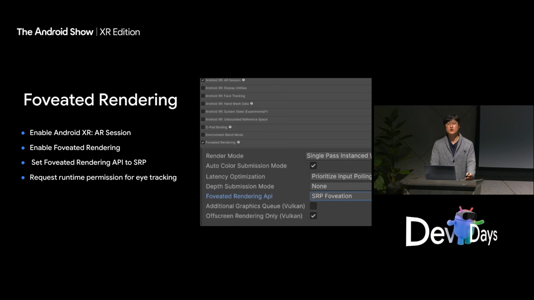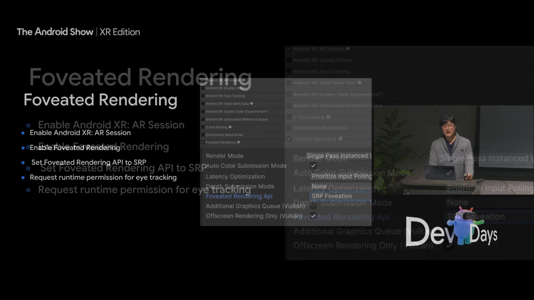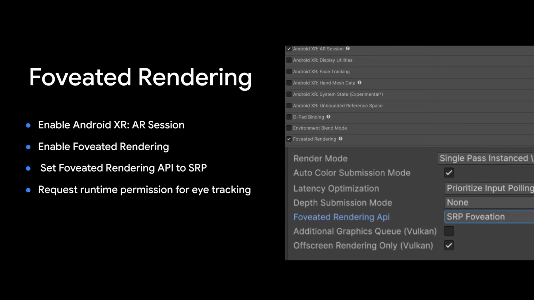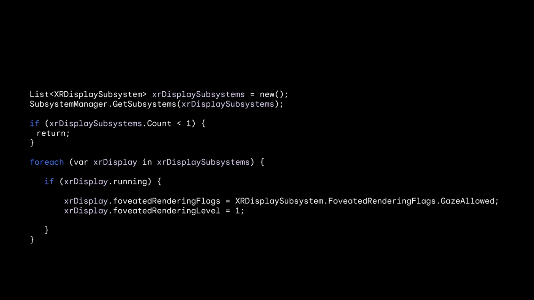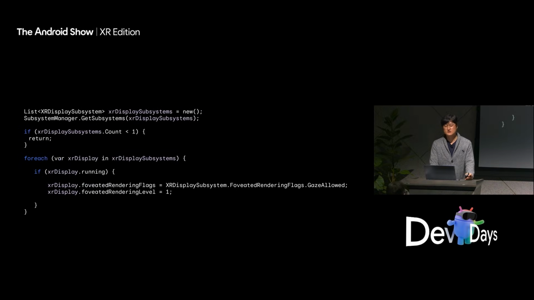First, starting by going into your OpenXR settings, enable features AR session and foveated rendering. Also make sure you have the rendering API set to SRP. Next, you will need to request eye tracking permission if you wish to switch it to gaze mode. Otherwise, the API will fall back to static foveation. Here is a quick snippet of code showing how to set foveation level and set it to eye tracking.